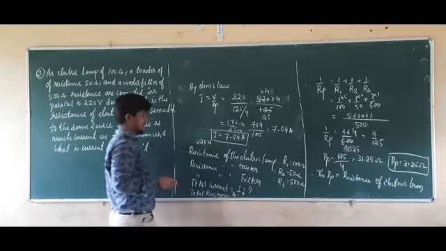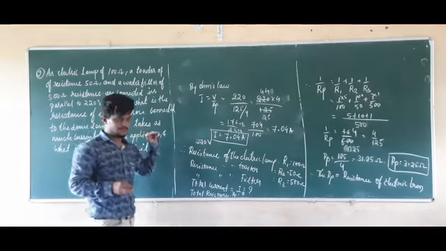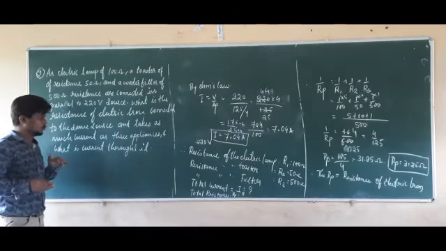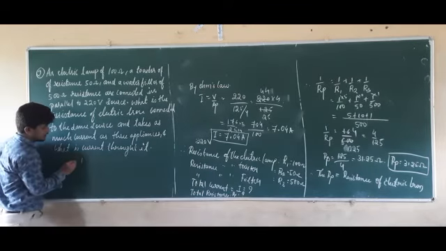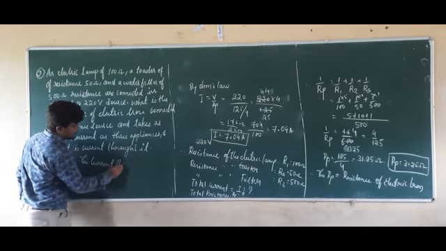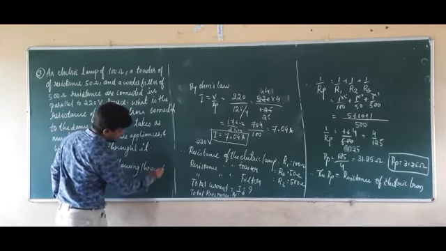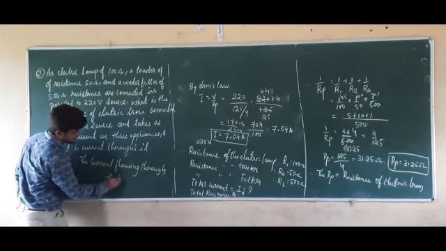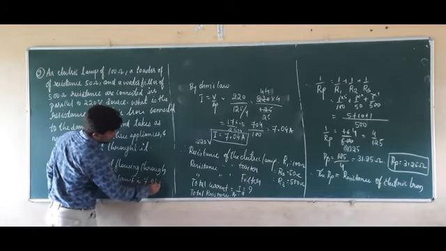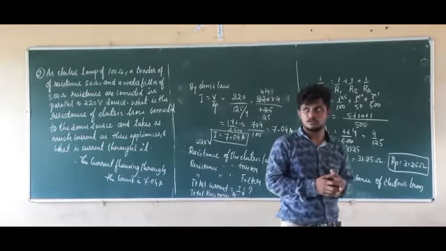So it is the total current which is flowing through that circuit. So this is the answer for the in-text question number 2. Therefore, the current flowing through the circuit is 7.04 amperes. So this is the answer for question number 2. I hope this is clear.